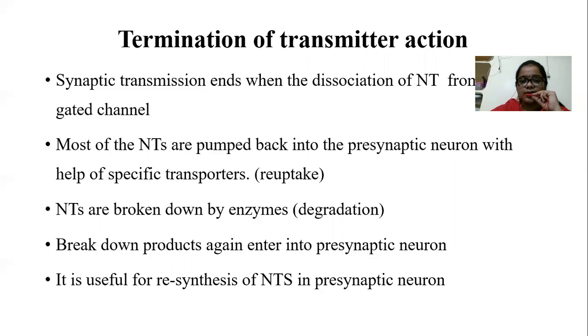This is the total process of neurohumoral transmission. What is neurohumoral transmission? The process of transmission of nerve impulses from one neuron to another neuron, or neuron to effector, with the help of a neurohumoral substance. Neurohumoral substance is nothing but a neurotransmitter. Overall, that process is known as neurohumoral transmission.